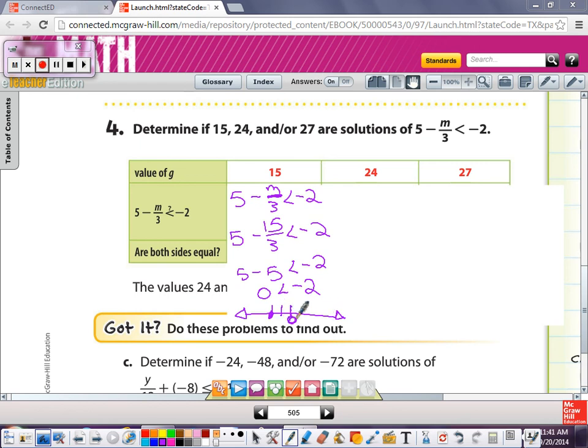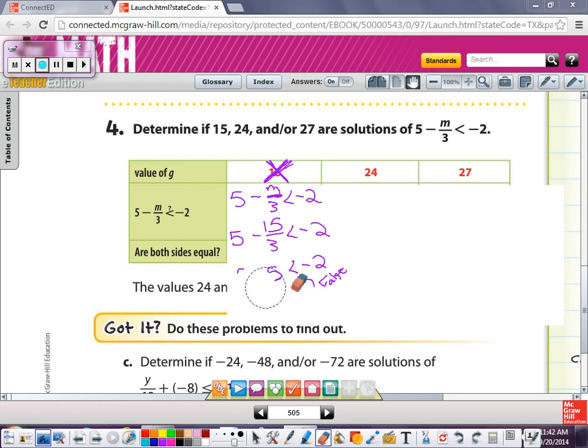Just like all positives are bigger than negatives, 0 is bigger than any negative for sure. So the statement that 0 is less than negative 2 is false. Therefore, 15 cannot be one of our solutions. For these problems, I'm going to explain with a number line to give you a better understanding of what the answers are really saying. So let's go on to the next example.